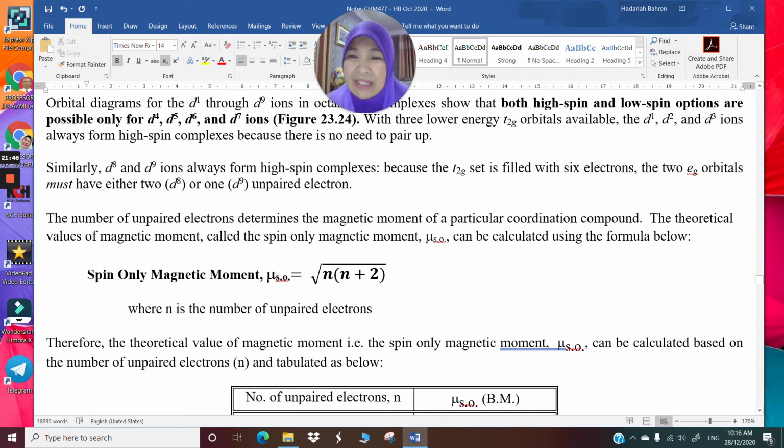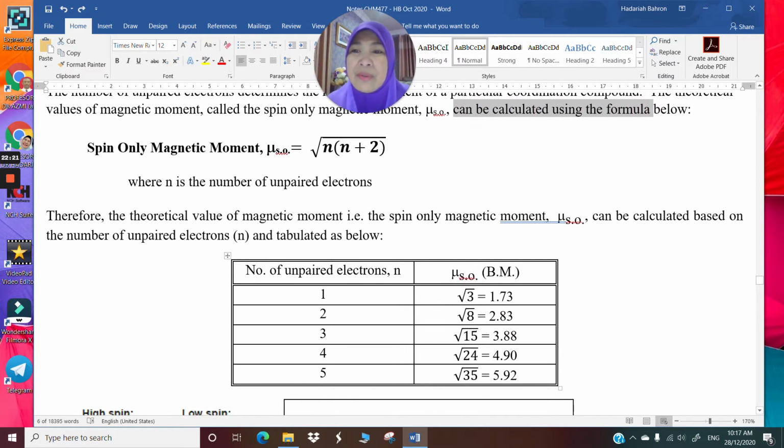The number of unpaired electrons determines the magnetic moment of a particular coordination compound. So if you have a lot of unpaired electrons, the magnetic moment is big because there will be a lot of electrons spinning singly in the same direction. The theoretical values of the magnetic moment, which is called the spin-only magnetic moment, or mu SO, can be calculated using the formula below.